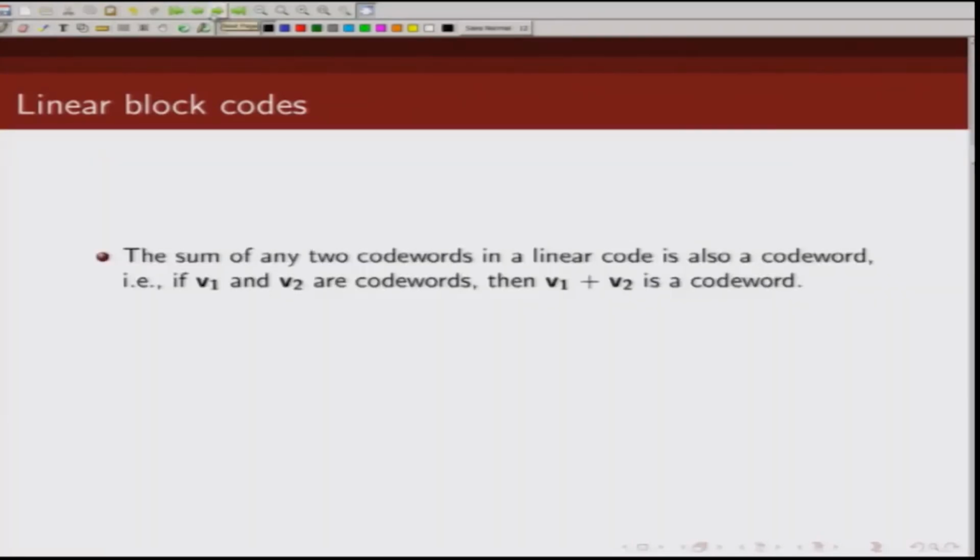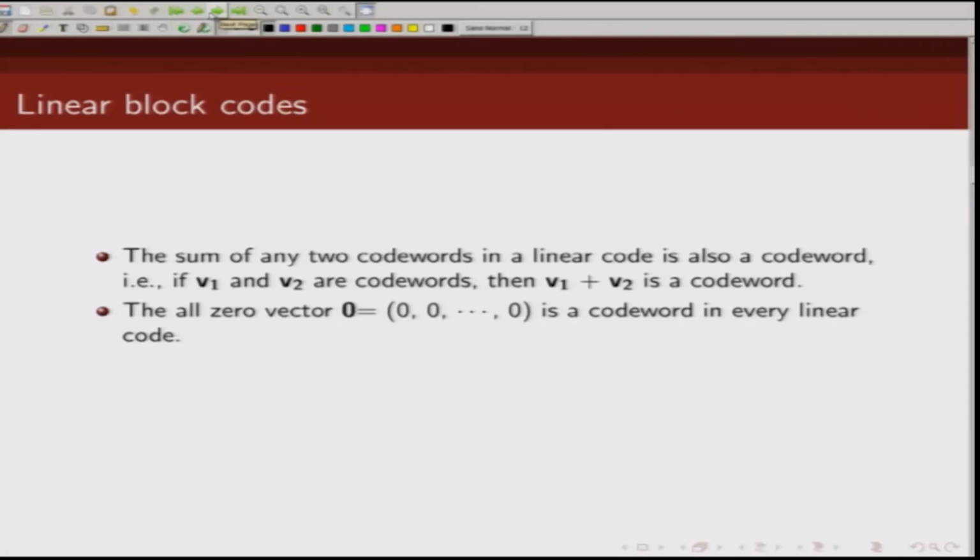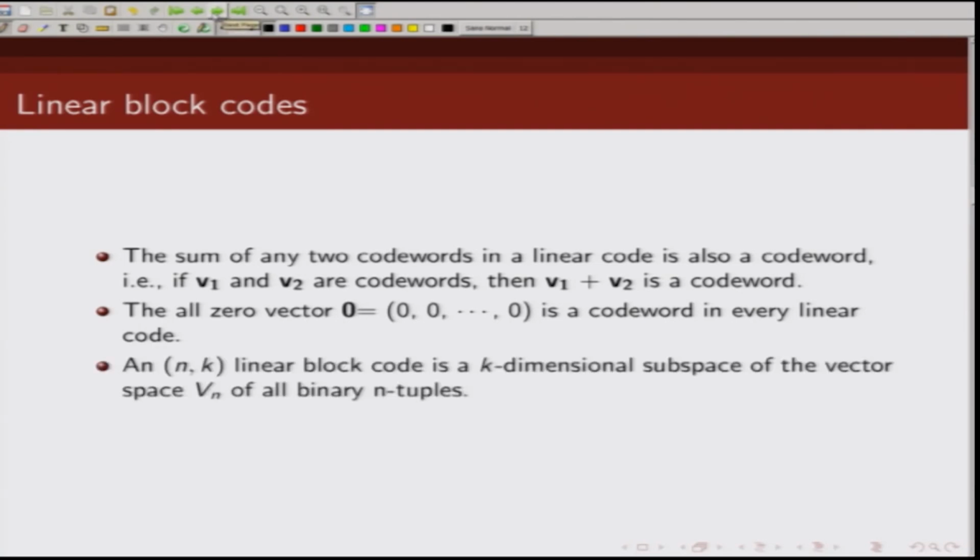So, what are the properties of a linear block code? The sum of any two code words in a linear code is also a valid code word. So, if v1 and v2 are valid code words, then v1 plus v2 will also be a valid code word. Also, an all-zero code word is a valid code word in any linear block code. We can define an (n,k) linear block code as a k dimensional subspace of the vector space Vn of all binary n tuples.